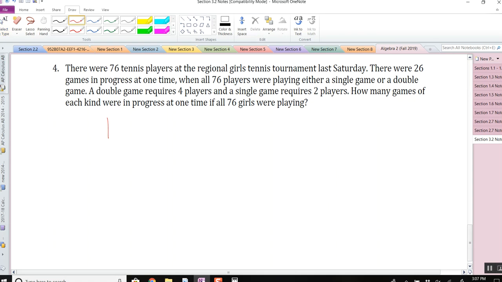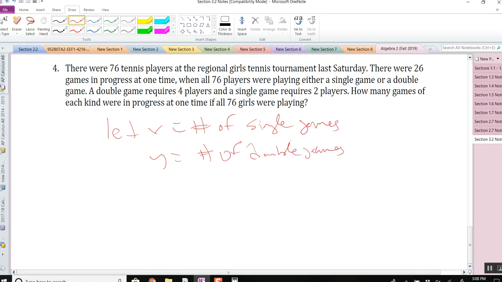So here's the deal. Let x equal the number of singles games, and y the number of doubles games. Easy peasy, right? So, obviously there are 26 games in progress, so x plus y is 26. And you have 2 people involved in a singles game, 4 people involved in a doubles game, that's 76 people.